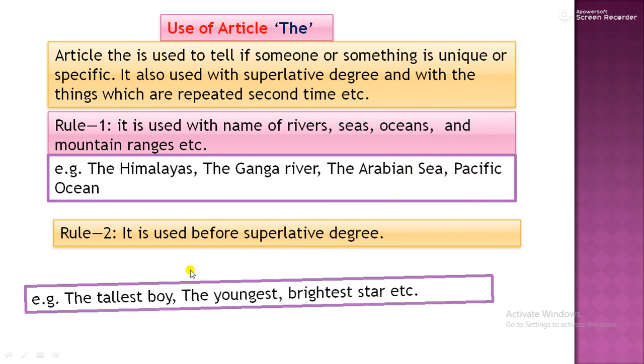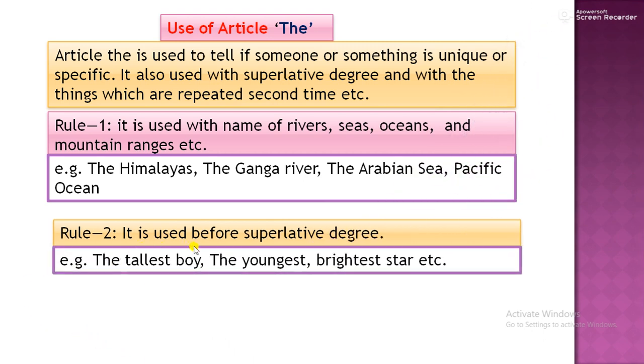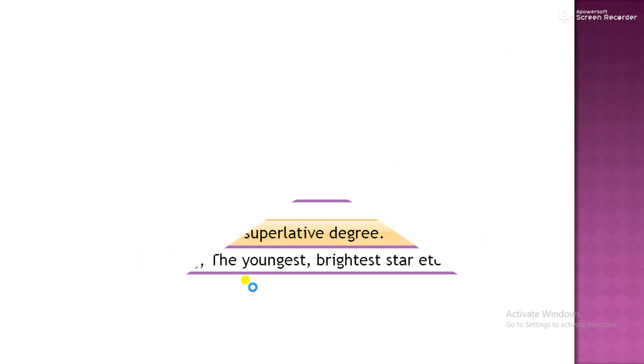Then rule 2, application. It is used before superlative degrees, and degrees we have studied in adjectives, simple degree, comparative degree and superlative degree. Simple degree we use for simple degree, and then comparative, then superlative degrees we use for comparisons. For example, the tallest, the youngest, the brightest.